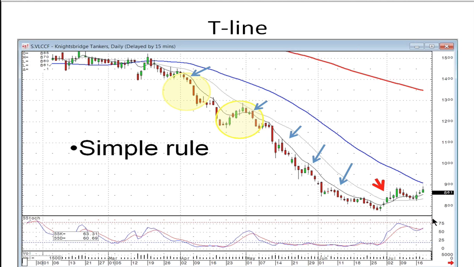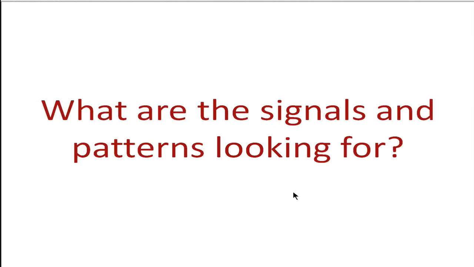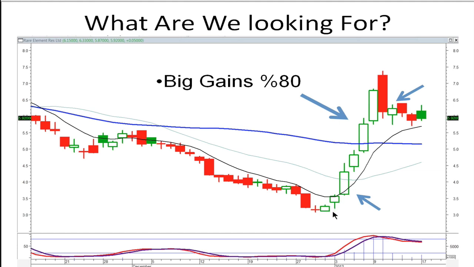This takes a lot of the emotions out of your trading, because I made good money by trading the signals and patterns by themselves. But when we incorporated the T line into our trading, it improved the returns dramatically. So what are we looking for when we're looking at the signals and patterns? Like any trading method, we're trying to find those big gain situations.